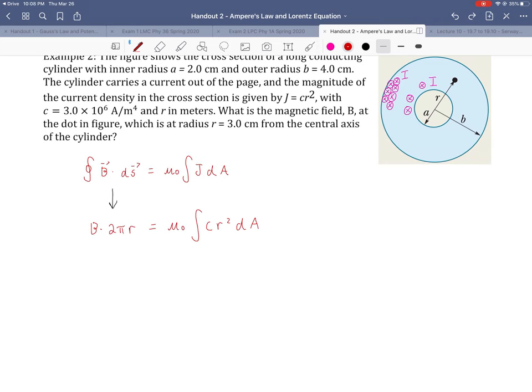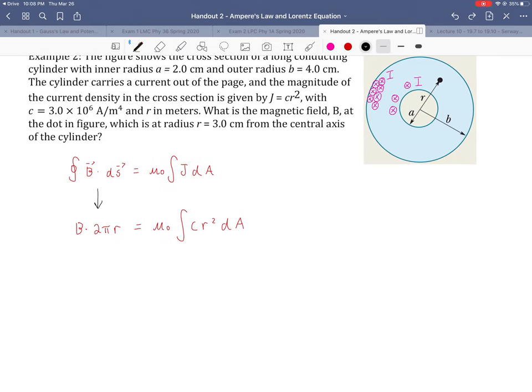Okay, but what about the dA? How do we tackle that? Well, dA represents those concentric rings. So dA are concentric ring elements. What that would look like then is we'd have some little infinitesimally thin section of ring, so the thickness here would be our dr, and that's our infinitesimal part.